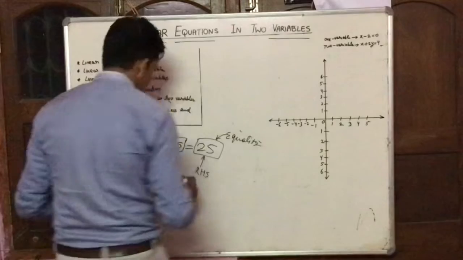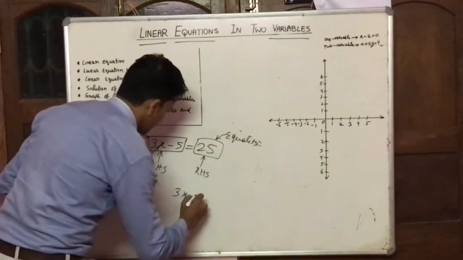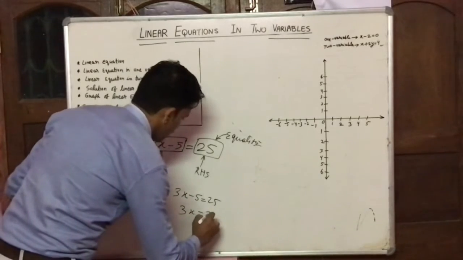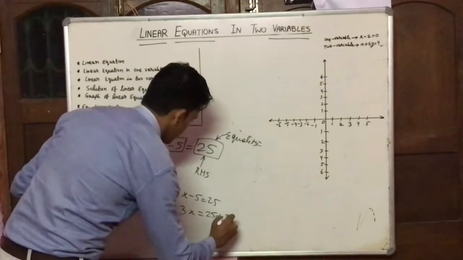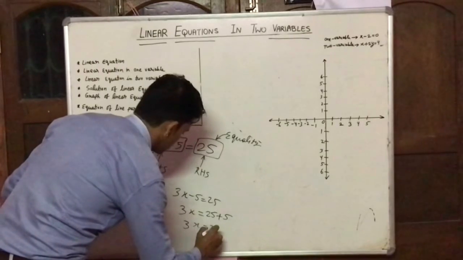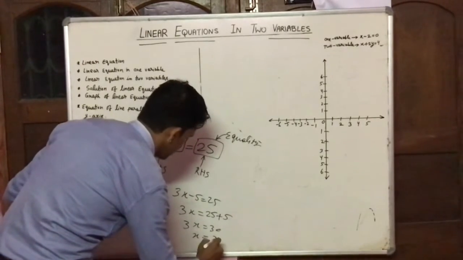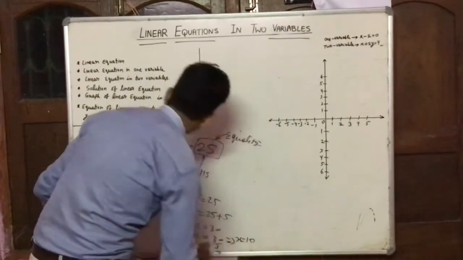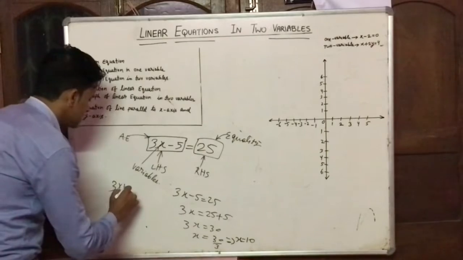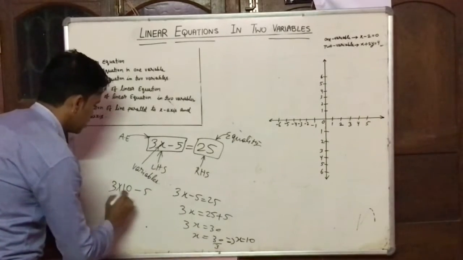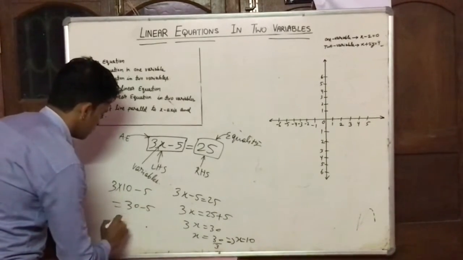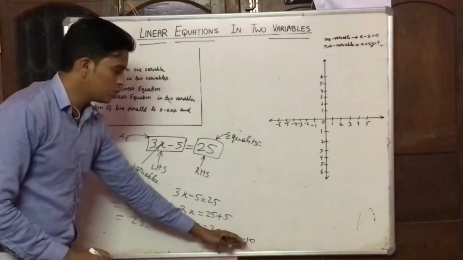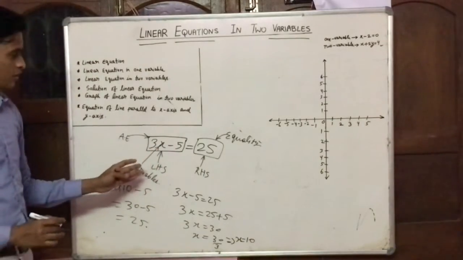So here, if we equate this, 3x minus 5 is equal to 25, so 3x is equal to 25 plus 5. So 3x is equal to 30. So x is equal to 30 by 3. That implies x is equal to 10. So now look, if we put x is equal to 10, we get 25. So here we see that x is equal to 10 satisfies the linear equation, right?